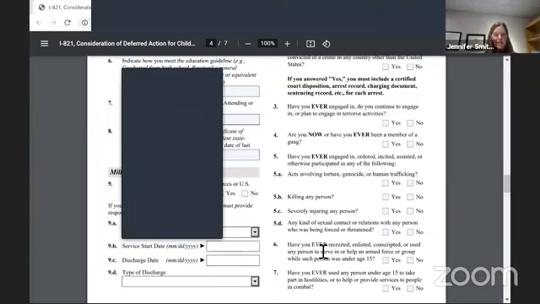So question 6 is asking if you've ever encouraged someone under the age of 15 to serve in armed combat. Question 7 is asking kind of the same thing.